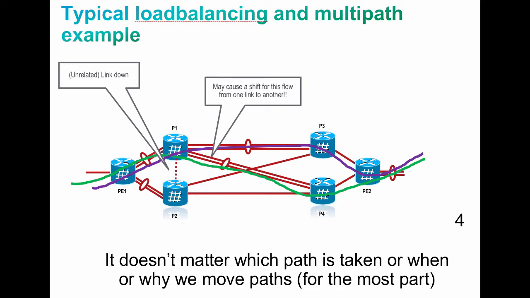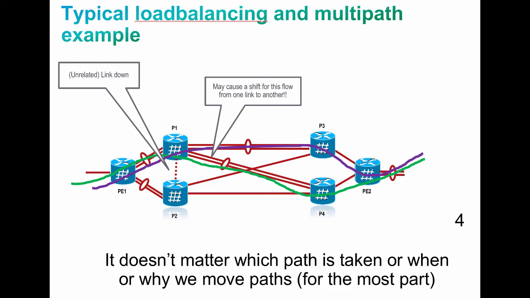General standard load balancing: if we have a flow here, let's say the purple flow that goes from PE1 to P1 to P3 towards its destination, and we have three equal cost multipaths, between P1 and P3, P1 and P4, and P1 and P2. It could so happen that if a link fails between P1 and P2 that is totally unrelated to our purple flow, the load balancing will rehash this purple flow onto the green path from P1 towards P4. This is caused by a rehashing functionality that resides inside the hardware.